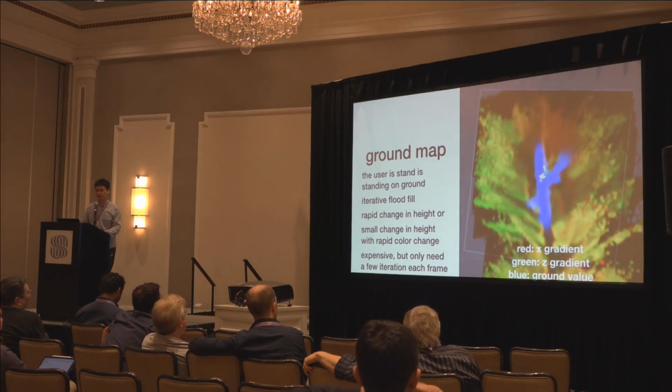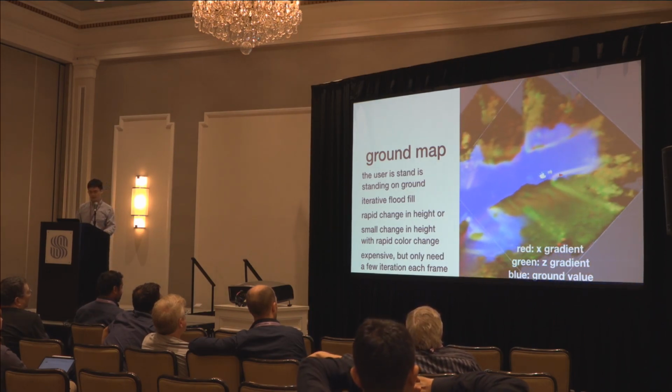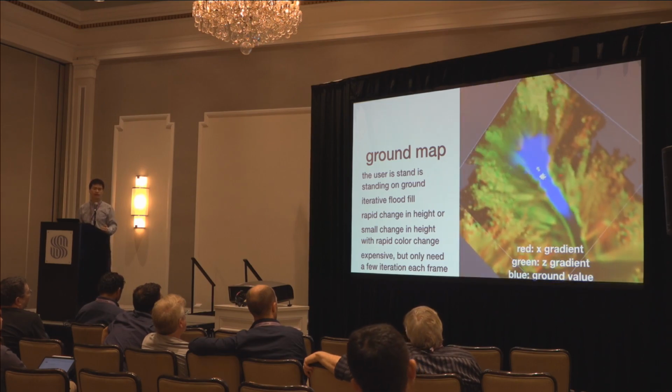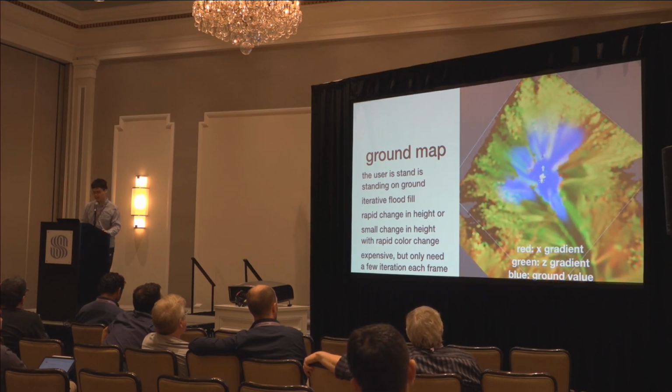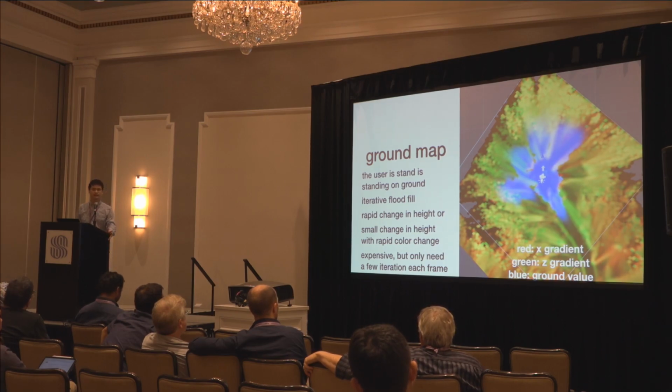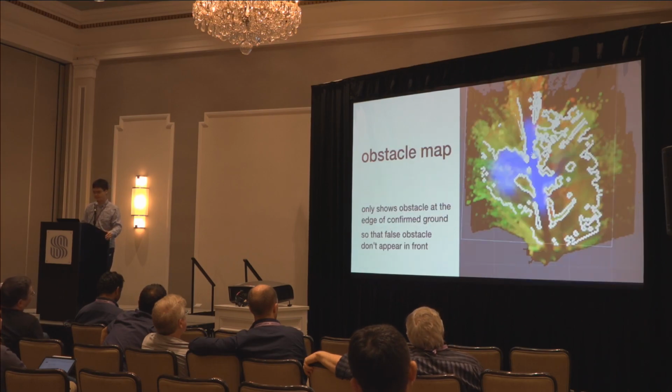Finally, we construct a ground map. The ground is basically what we call walkable areas. We want to know which area is walkable so that we only guide the user to that kind of area. The way we construct that is we assume where the user is standing is definitely ground, and we do iterative flood fill from that point. If there's a rapid height change, it's probably an obstacle. If there's a small height change but a huge change in color, then it's probably off the pavement, so we also recognize that as an obstacle. This is kind of expensive because iterative flood fill takes some time to run, but we only need to run a few iterations every frame.